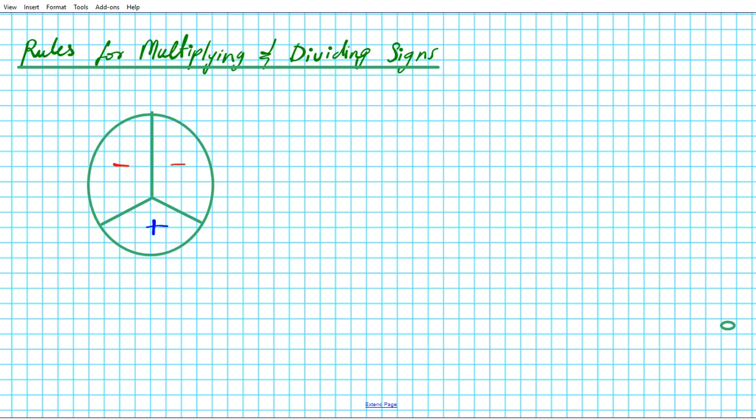Okay? So let's go ahead and summarize what the peace sign tells us to the right. Let's talk about the same signs first. Okay? So when you multiply or divide the same, so the key word here is the same, okay? The same sign, what happens? You always end up with the positive sign as the final result.